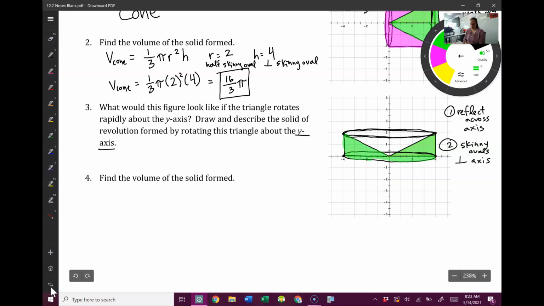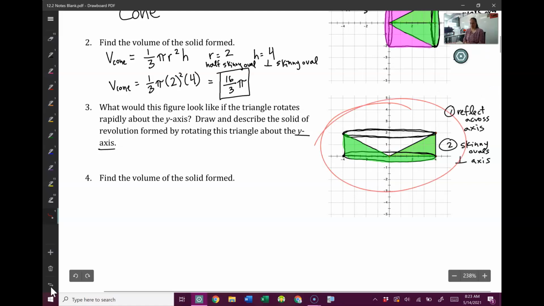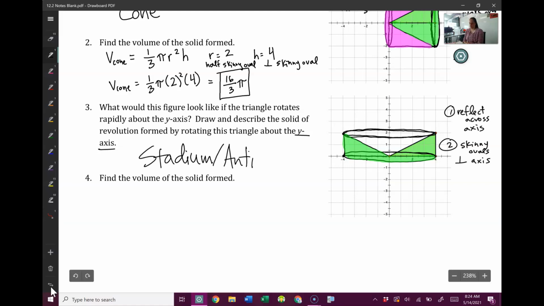Because I'm taking that triangle and rotating it around, and now I can see my cylinder, but I don't want the cone. I just want everything else. So that's our stadium or our anti-cone. So this is stadium / anti-cone. And if we want to find the volume, we just learned at the start of this video that that is 2/3 pi r squared h.